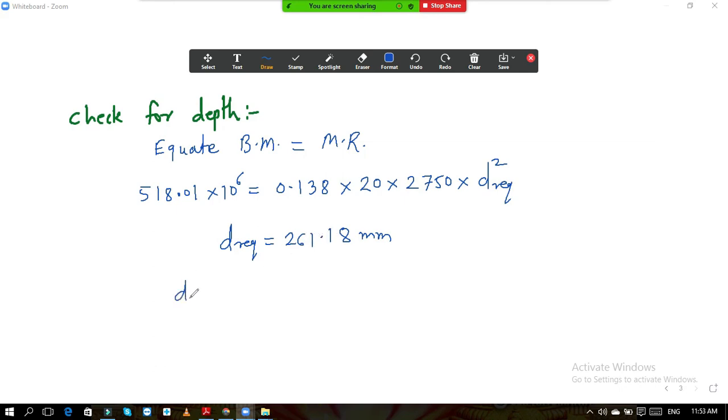So here D provided, whatever we have provided, 462 is greater than D required. Hence it is safe.